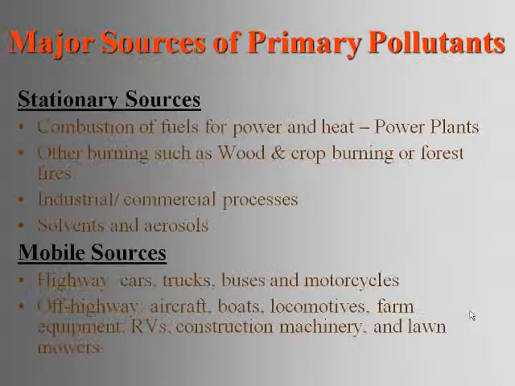Okay, so outdoor air pollution is the first thing. The major sources, stationary or mobile. Stationary is the combustion of fuels like power plants, wood burning, crop burning, forest fires, industrial commercial processes, solvents and aerosols. I mean, this is common sense, guys. Where does air pollution come from? What are we putting into our air right now? You guys can list off like 10 different places probably from the top of your head just around here.